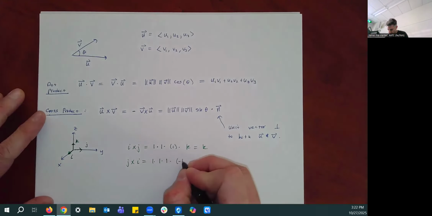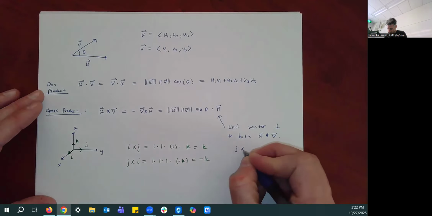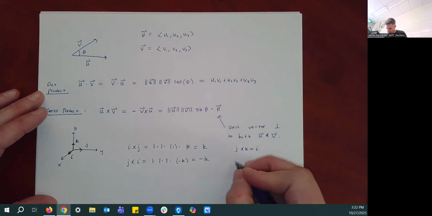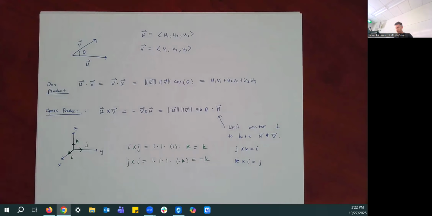Don't worry, it's not going to be super hard to do all this eventually. In the same sort of way, we said this last time, I'm going to say it again. It's true that j cross k is equal to i, k cross i is equal to j. And so then, of course, k cross j should be negative i, and i cross k should be negative j. So it's kind of interesting, in my opinion. Basically, if you cross two vectors in the xy plane, you get a vector that's purely not in the xy plane. Kind of interesting.